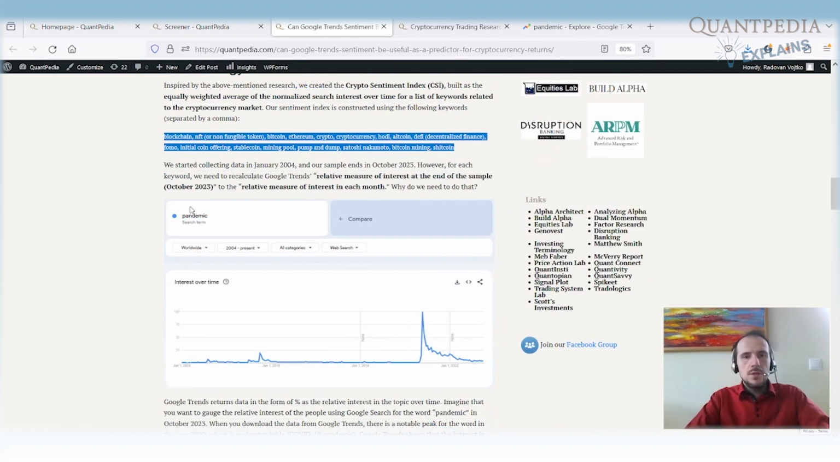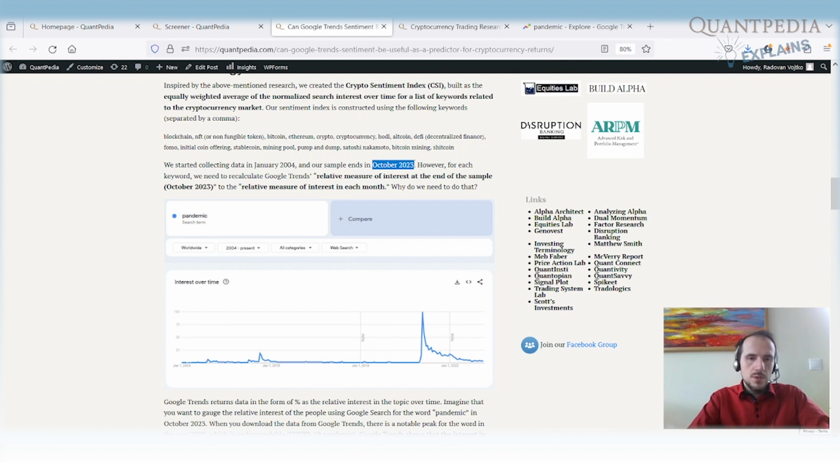We started collecting data in January 2004. The sample ends in October 2023. Of course, cryptocurrencies do not exist in the early part of the sample. We just use the data, and the real trading strategy starts in approximately 2019. But why do we collect data from January 2004? The reason is that we need to recalculate the Google Trends data.